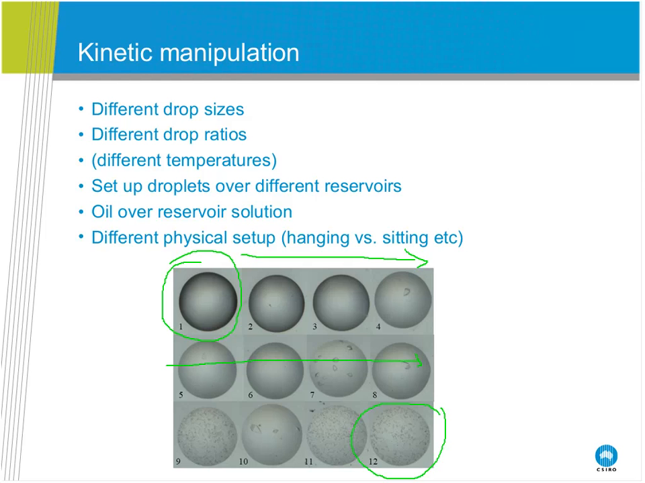Another way of doing that, of course, is adding oil over the reservoir solution, which changes the rate of equilibration. And then, of course, just changing from sitting to hanging drops can do the same thing.